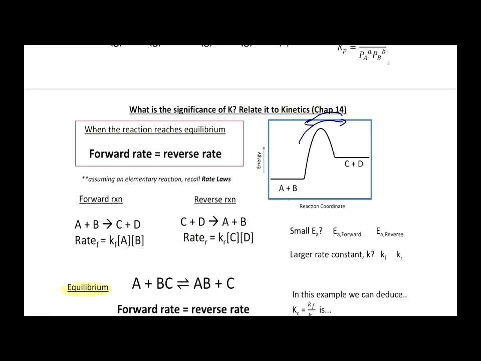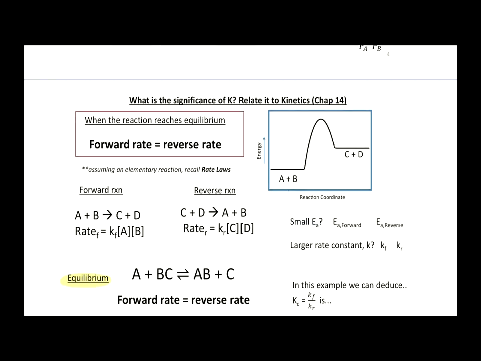Each of those rates has a rate law, right? We talked about this in chapter 14. So if we assume that this reaction is an elementary reaction, A plus B giving us C plus D, do you agree with me that the forward reaction is A plus B gives us C plus D? And then the reverse reaction is C plus D gives us A plus B. That's the reverse reaction. If they're elementary steps, we can get the rate laws for both, right?